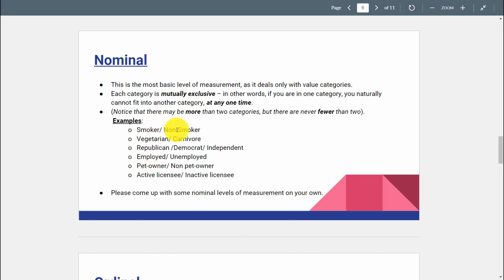Again, we have at least 2 categories, and if you're in one category, you can't be by definition in the other. So vegetarian, carnivore. Obviously if you're in one, you can't be in the other. Again, these are mutually exclusive, and that's the definition. Look here, we have 3 attributes. The variable here would be political party, and the attributes would be Republican, Democrat, or independent. Once you're in one, you really don't fit in the others. That's, again, the touchstone for mutually exclusive.